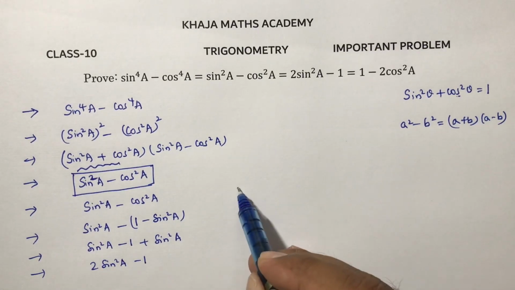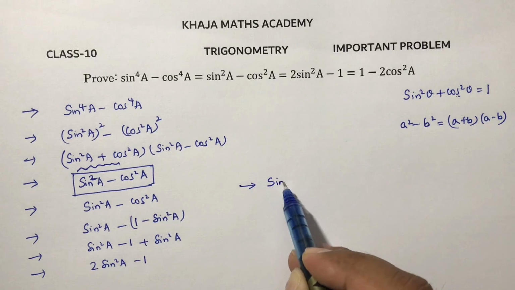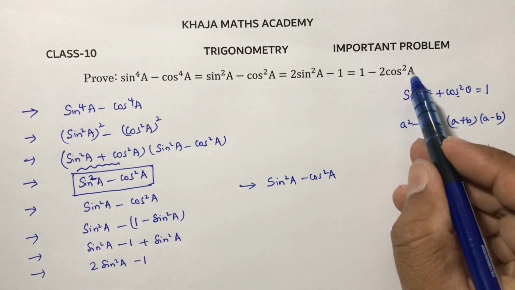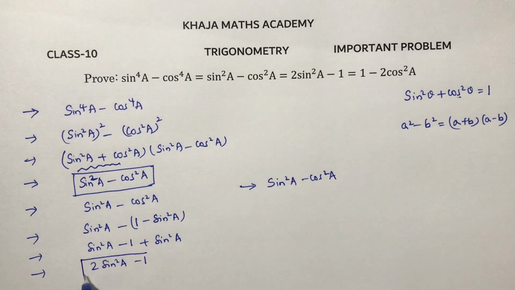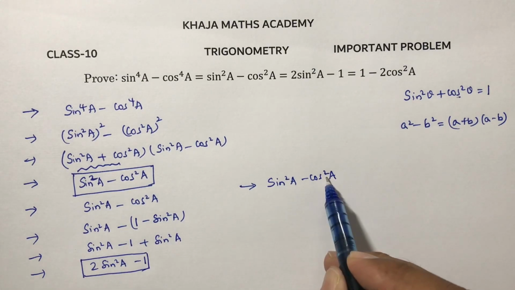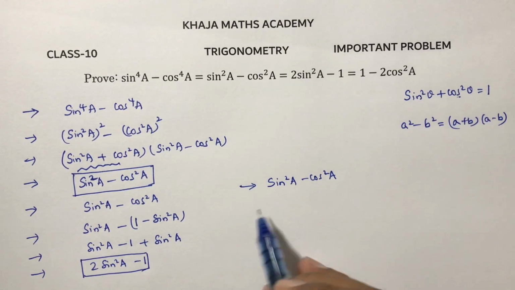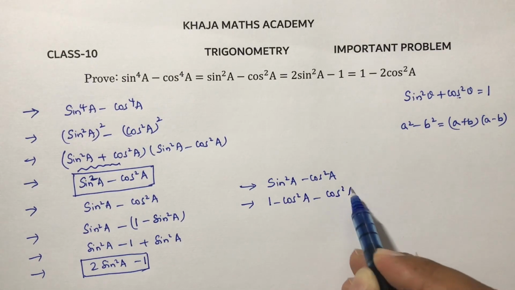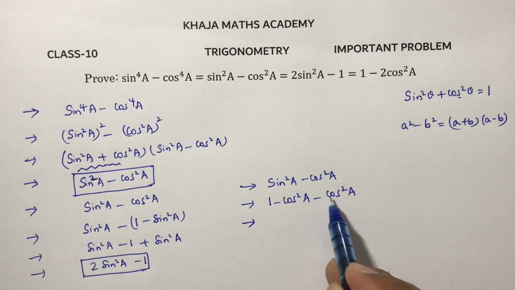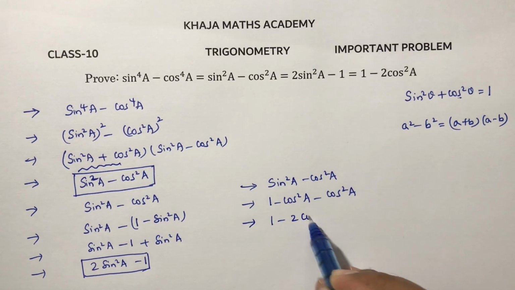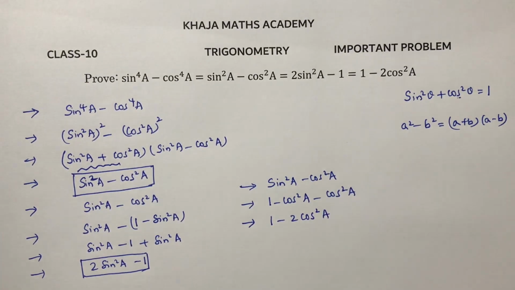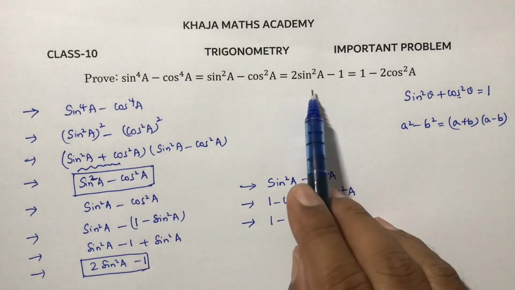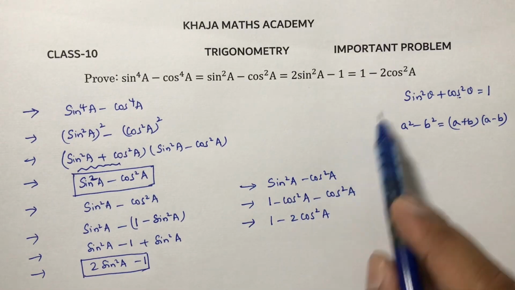Now if you take this again, sin square a minus cos square a, now you need only in terms of cos. This is another answer. So you need only in terms of cos. Sin square you can change as 1 minus cos square. So sin square a you can write as 1 minus cos square a, and here it is cos square a. So minus cos square is 1 minus 2 cos square a. In this way we got sin power 4a minus cos power 4a is sin square a minus cos square a, and 2 sin square a minus 1, and 1 minus 2 cos square a.